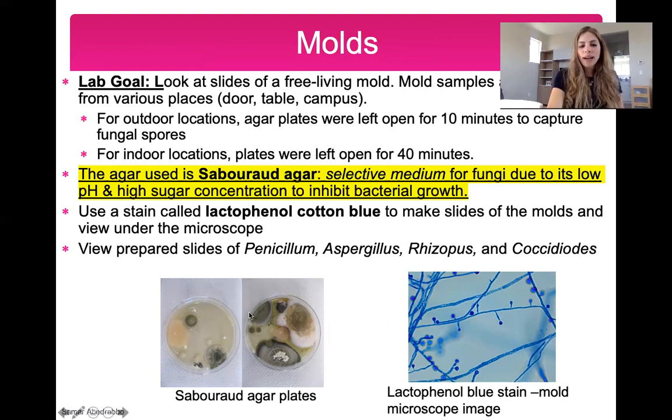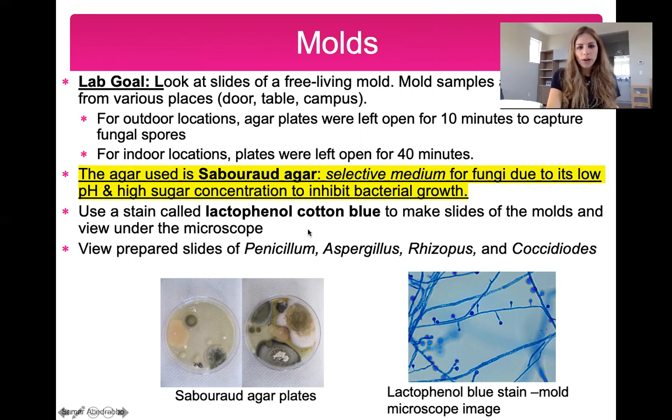And once you have it growing, let's say someone has mold contamination in their house, you can just get a sample and grow it on Sabouraud agar. If you want to look at it under the microscope, you take a piece of tape and stick some of the mold on it, and then you put a stain called lactophenol blue stain, which lets you see which part of the reproductive life cycle the mold is in. So we're going to look at slides and talk about it.